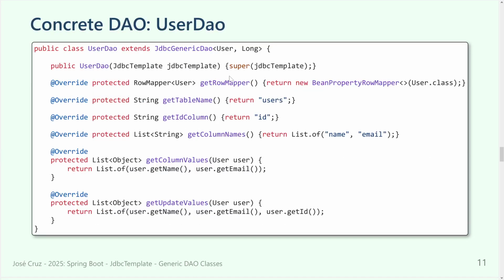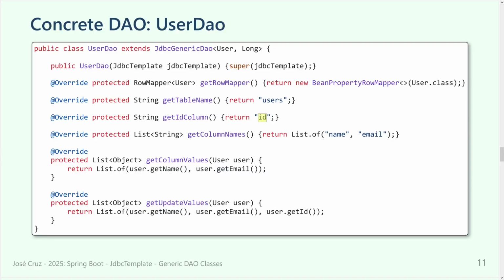Okay, let's see a concrete DAO implementation. You can see that it's really simplified because we extend this abstract class, but we have to override all these methods. And one of these is the table name, it's just users. The ID column, which is the primary key, is ID.